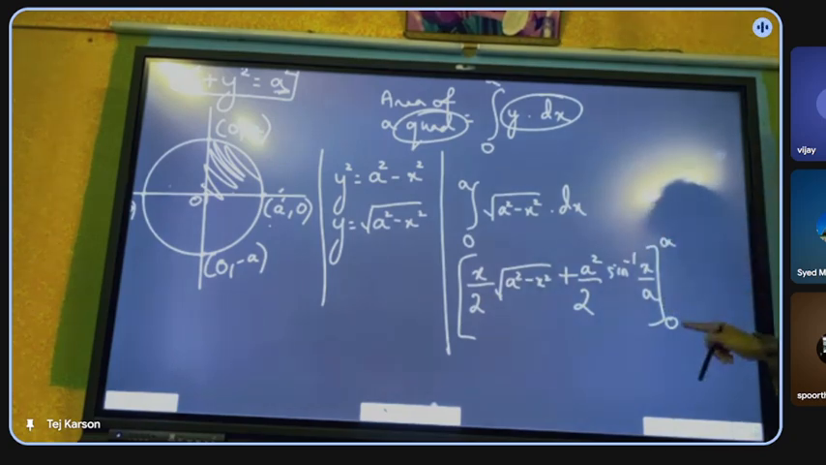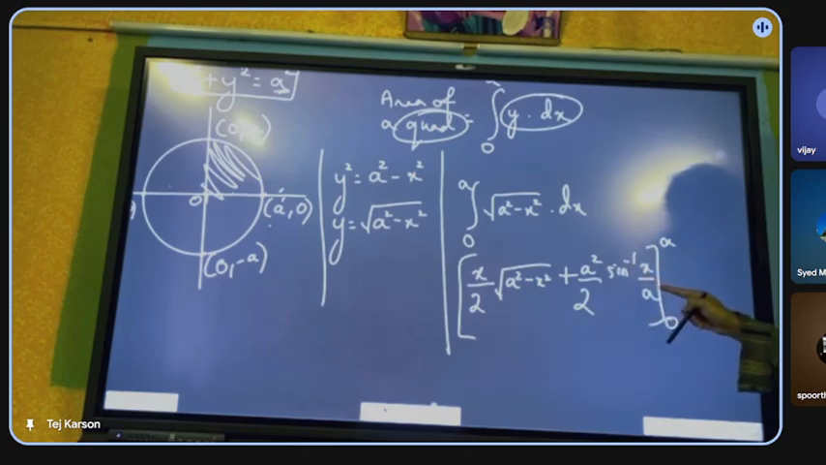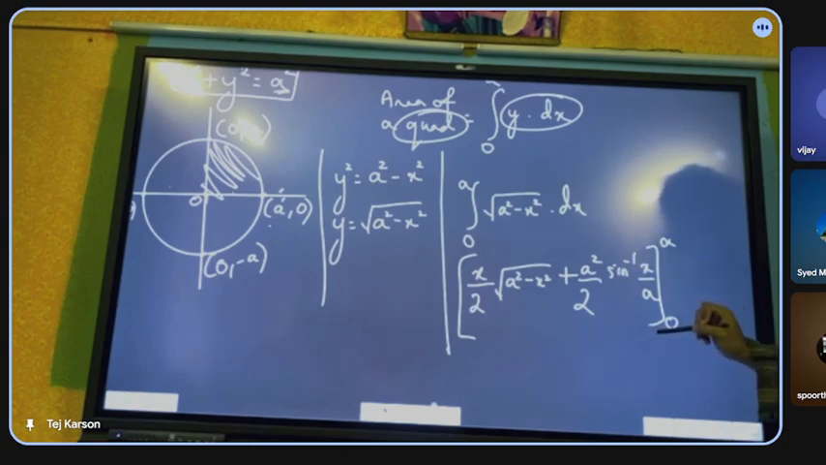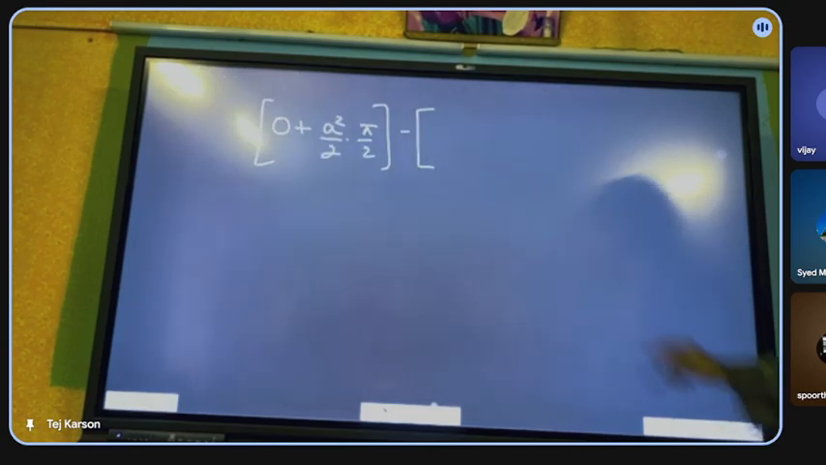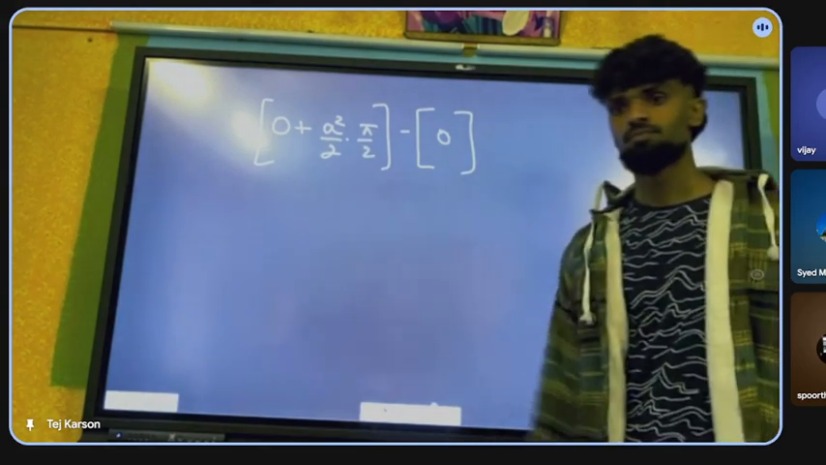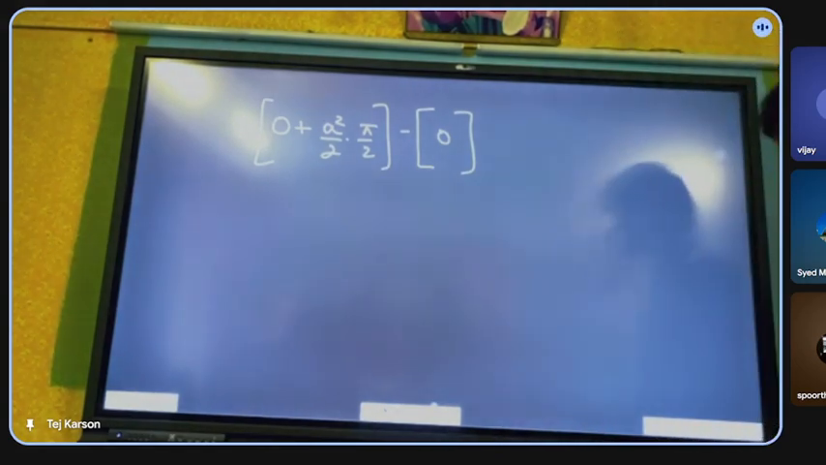Done. Second part, will you substitute 0 instead of a or instead of x? X always. So now it becomes a square by 2 dot sin inverse 0. Sin inverse 0 is what? 0 again. 0 and anything again becomes 0. So the second bracket became 0. Fine. You should always do this count.